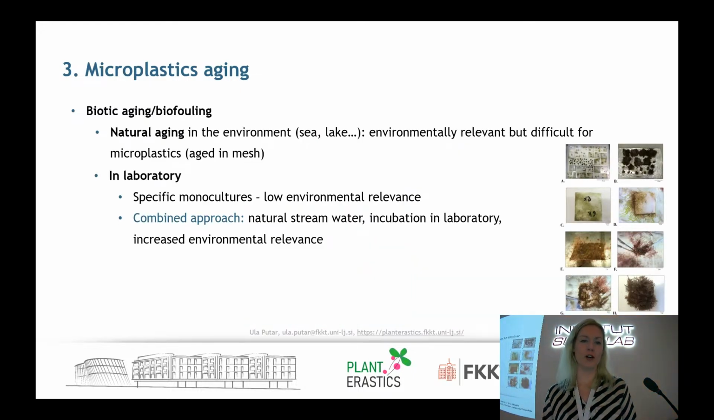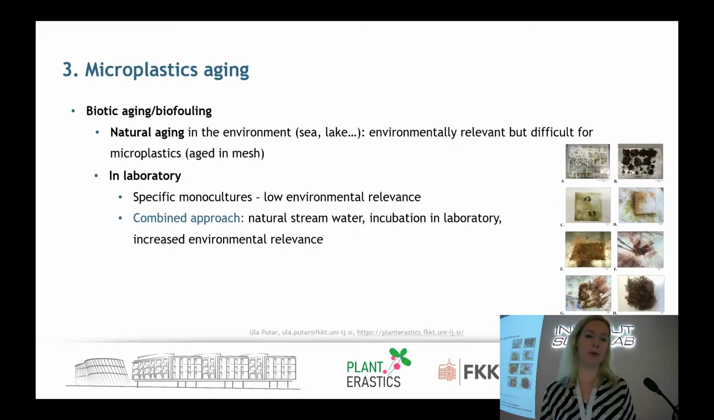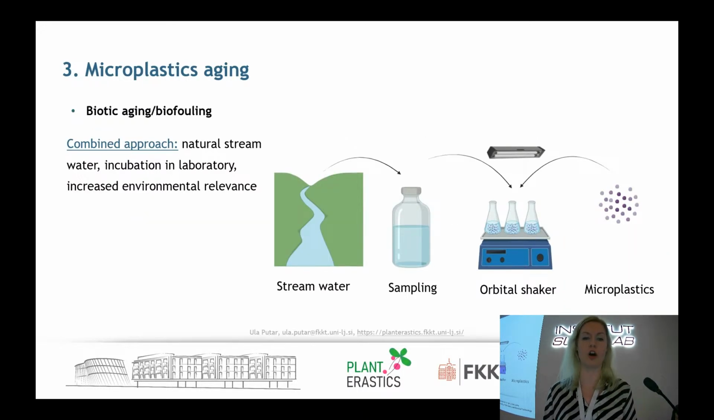So how can you do biotic aging? We have natural aging, in the environment, but of course, again, you need to be very careful about losing the particles. Here you have many, this is from one of the other studies. Usually they are aging larger pieces of plastic in the environment, not microplastics. On the other hand, you can do biotic aging in the lab, for example, with some specific monocultures or a combined approach. This is something that we do quite often.